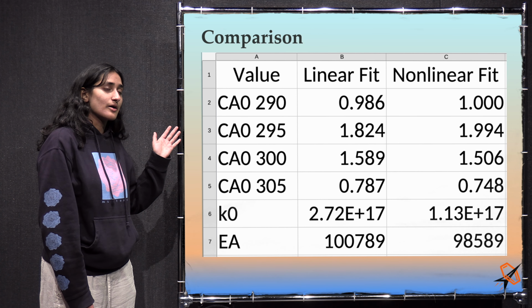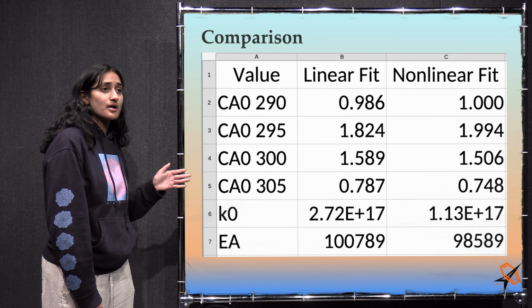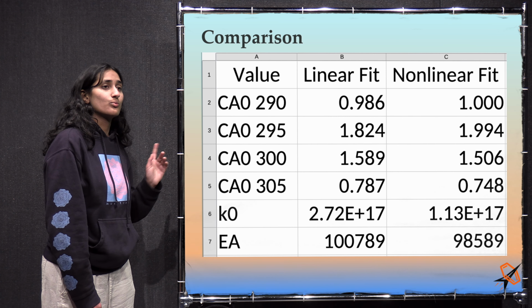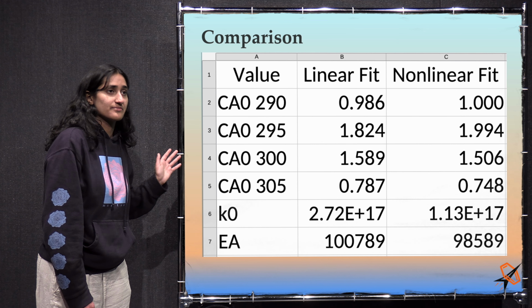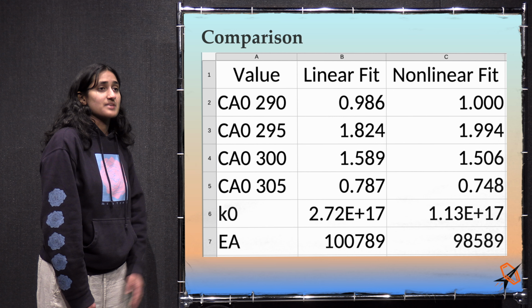Here's a comparison between the values from the linear least squares and the nonlinear least squares. The nonlinear CA naughts are all much closer to the actual values of 1, 2, 1.5, and 0.75, but the K naught and EA are slightly worse. However, either set would be acceptable.